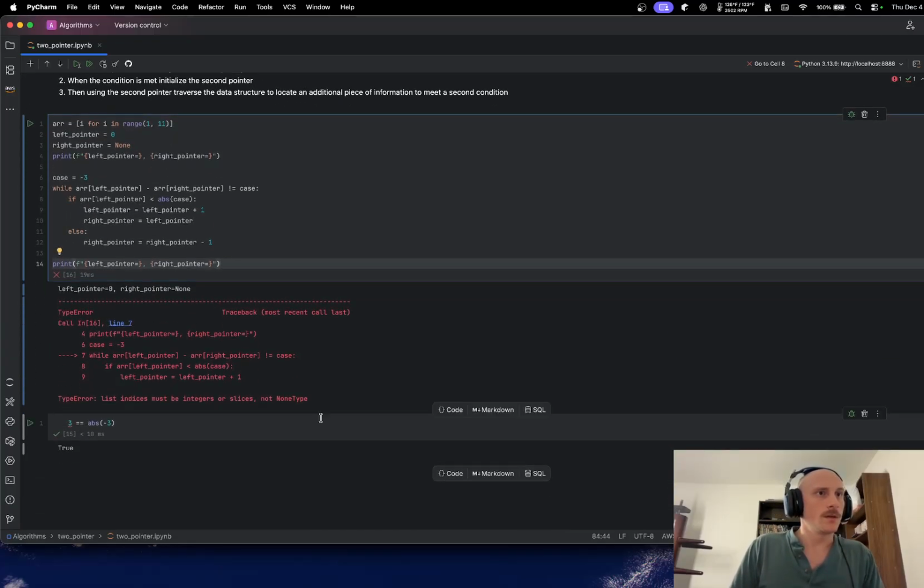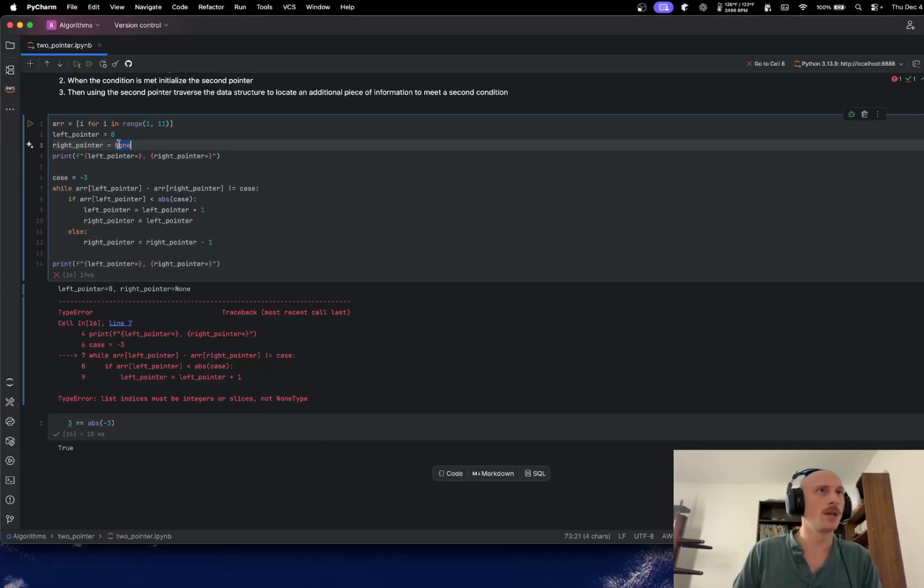Alrighty, we get an error: list indices must be integers or slices. It doesn't like it, so we're going to go ahead and do it at the same point. Okay. Am I going to shoot myself in the foot with this? I'm probably going to shoot myself in the foot with this.